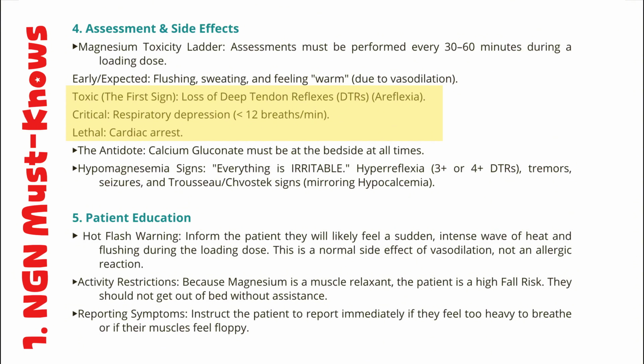The earliest cue is the loss of deep tendon reflexes. If the patellar reflex is absent, stop the infusion immediately, notify the provider, and prepare calcium gluconate. Don't wait for respiratory depression or cardiac arrest to intervene.